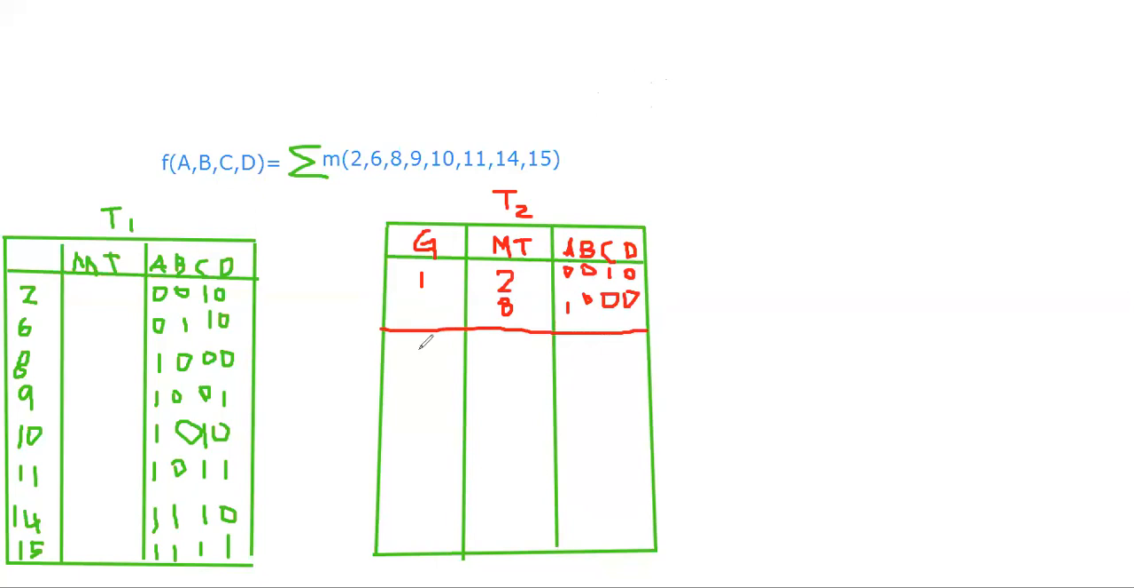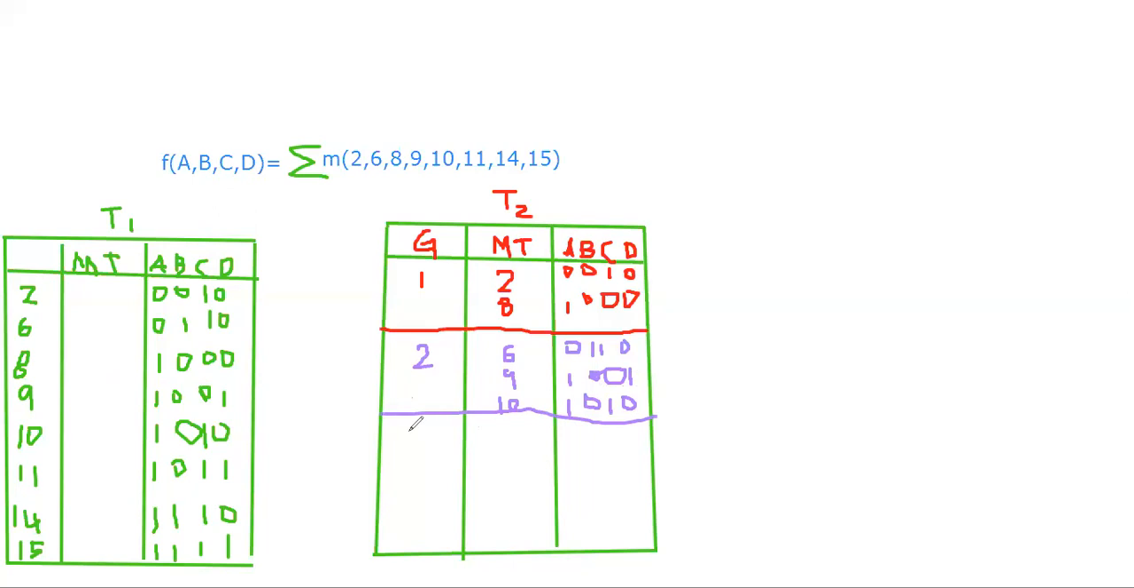Next we will take group 2. In group 2, we have to identify the numbers with 2 ones, that is 6, 9 and 10. 6 is 0, 1, 1, 0. 9 is 1, 0, 0, 1. 10 is 1, 0, 1, 0. So this is the second group.